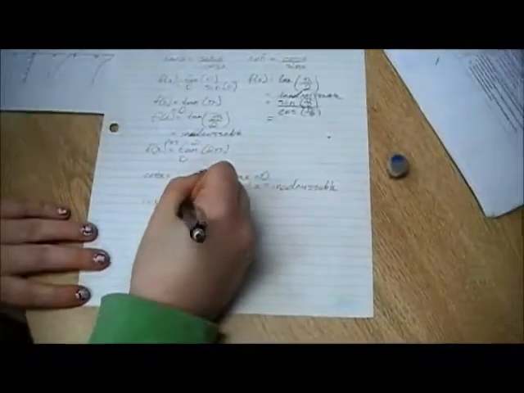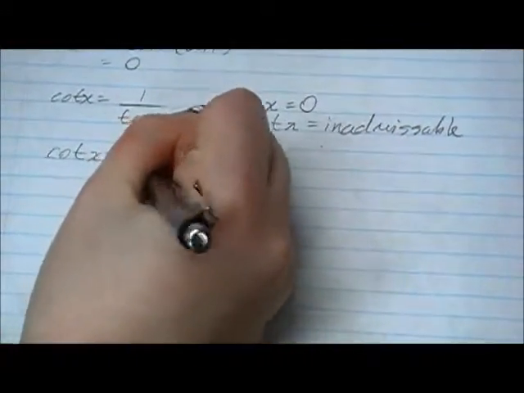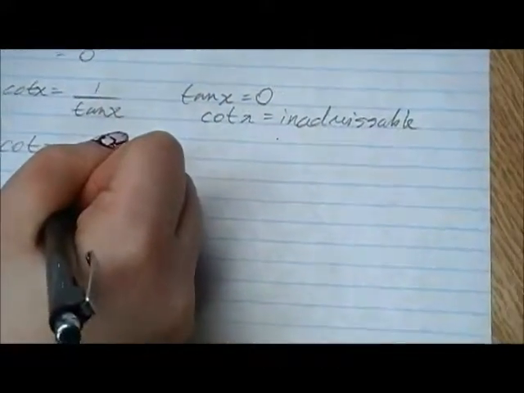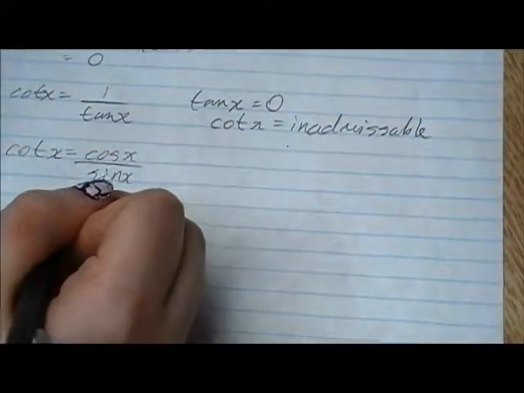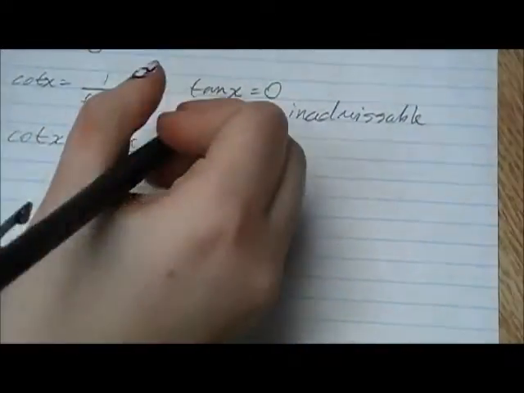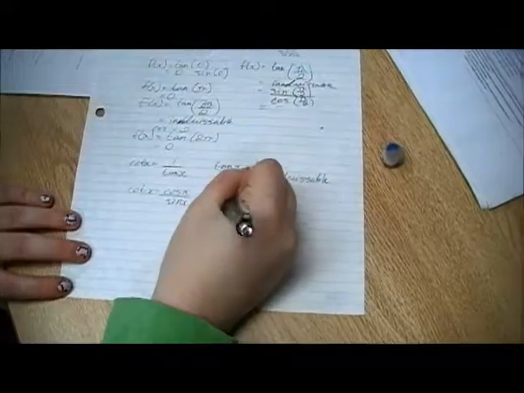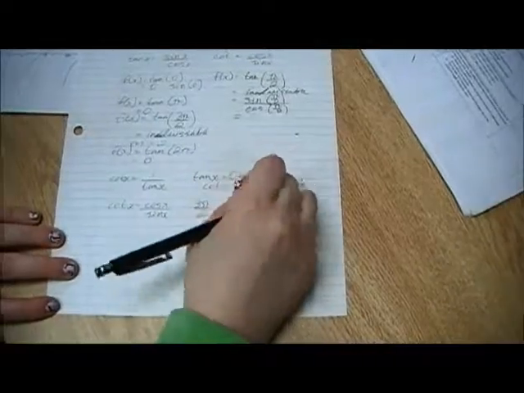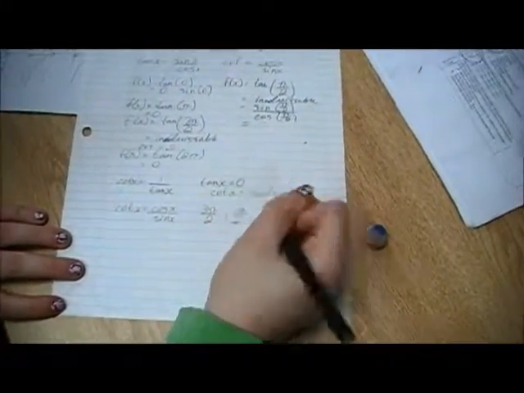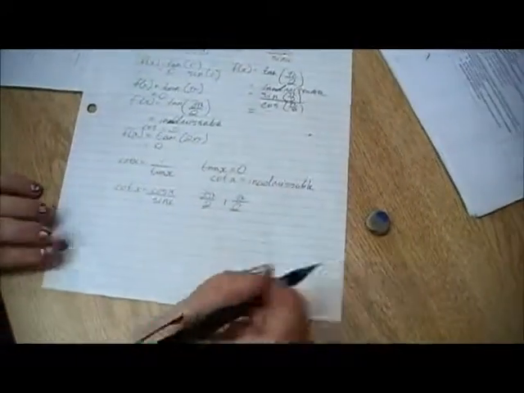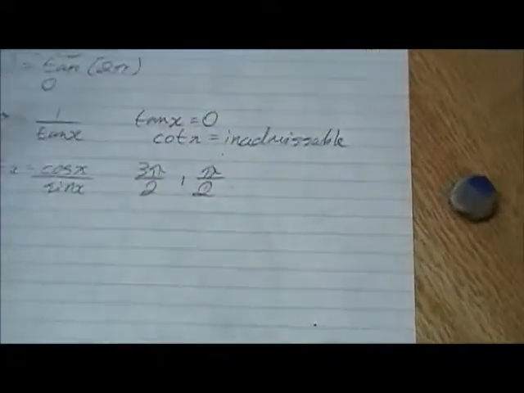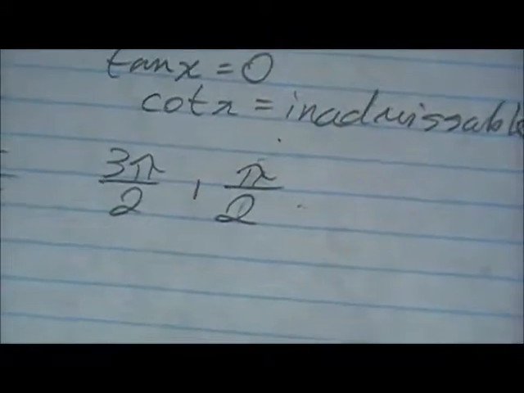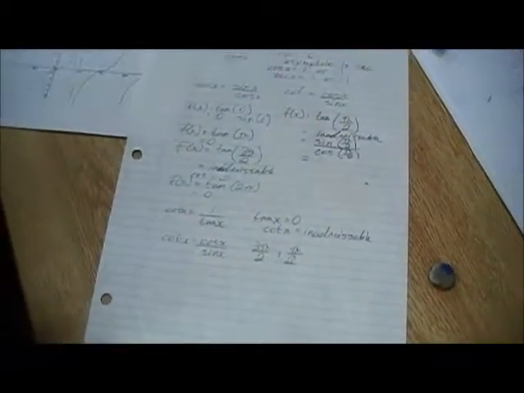And we also know that cotangent equals cos x over sine x. So therefore, when cos is 0, cotangent is 0, which is at pi over 2 and 3 pi over 2. Which means that tan's asymptotes are cotangent's roots, and cotangent's roots are tan's asymptotes.